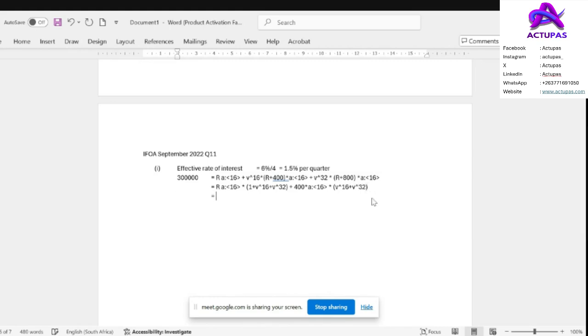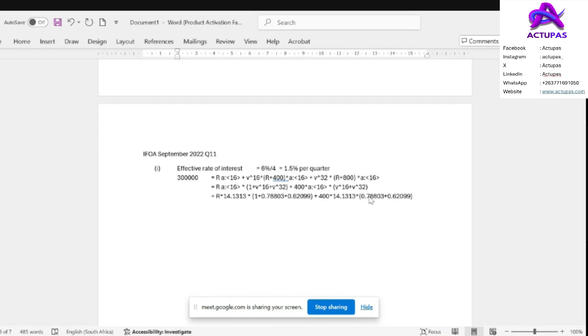Now we can then just input from our tables. This would be R times a16, which is 14.1313, times 1 plus v to the power 16, 0.78803, plus v to the power 32, 0.62099, plus the 400 by a16, 14.1313, by v to the power 16 plus v to the power 32, it's just the same as this part. Paste it here, close brackets.